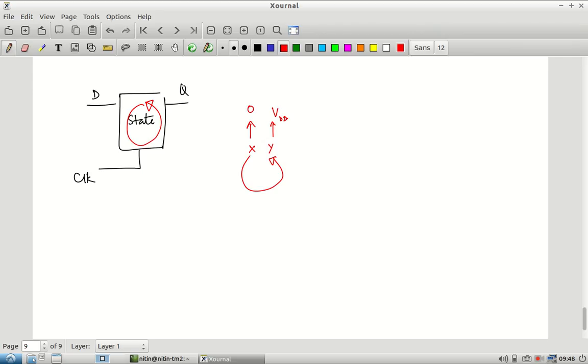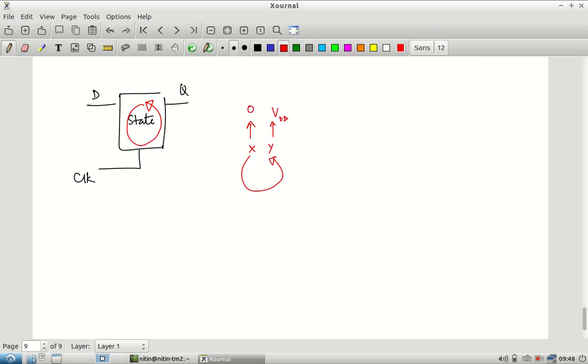Okay? So the problem of metastability has nothing to do with what kind of flip-flop or latch that you implement. It is more a basic fact of the idea that you are trying to implement, which is that you want to store something even after the controlling signal has been removed. Okay? So please keep that in mind.